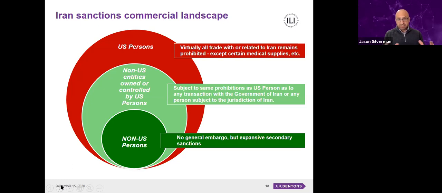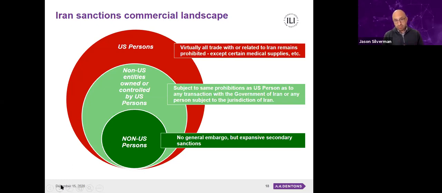The next set, somewhat less restrictive but still quite restrictive, are non-U.S. entities owned or controlled by U.S. persons. Unlike some sanctions programs, the Iran program has a prohibition that applies to foreign entities that are owned or controlled by U.S. persons. The specific prohibition in the Iran program is that these entities are subject to the same prohibitions as U.S. persons as to any transaction with the government of Iran or any person subject to the jurisdiction of Iran.